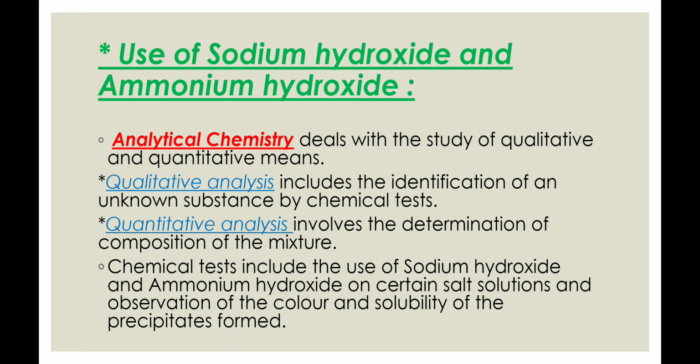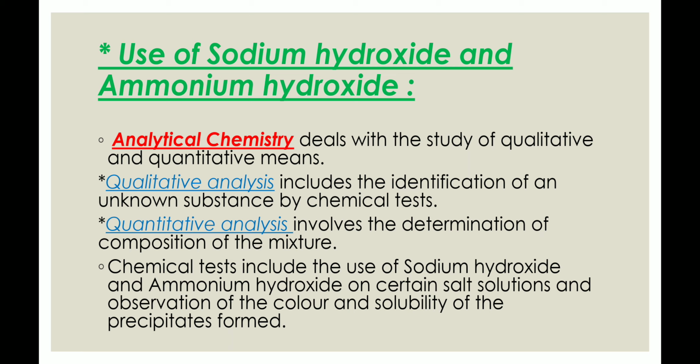Qualitative analysis includes the identification of an unknown salt by chemical tests. Quantitative analysis involves the determination of composition of the mixture. In this video, you are going to know the detection of the metallic part in the given unknown salt solution by the use of sodium hydroxide and ammonium hydroxide.